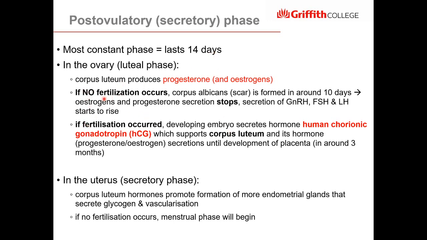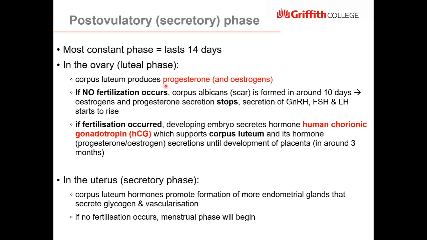So again, to come back to what we were looking at over here, the body is essentially asking, look, did fertilization occur? Yes or no? If it did occur, what's going to happen is that HCG is going to be released, which is going to stop the breakdown of the corpus luteum. It will stop the breakdown of the corpus luteum into the corpus albicans, which means that progesterone and a little bit of estrogen will continue to be produced, which means that there will be no shedding of that outermost layer.